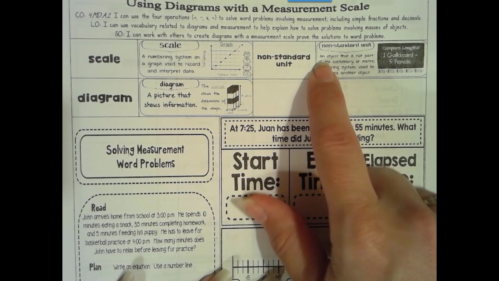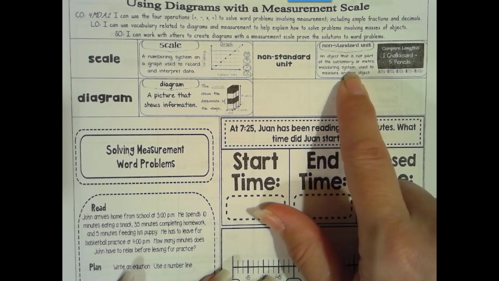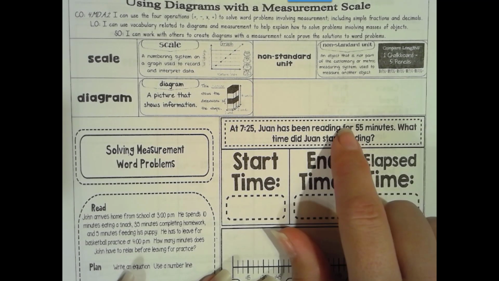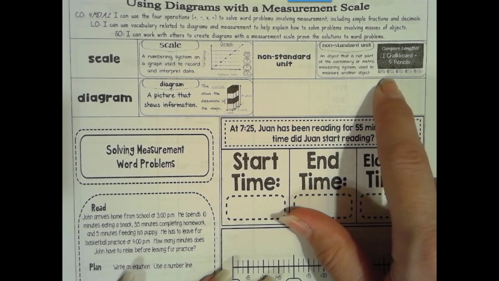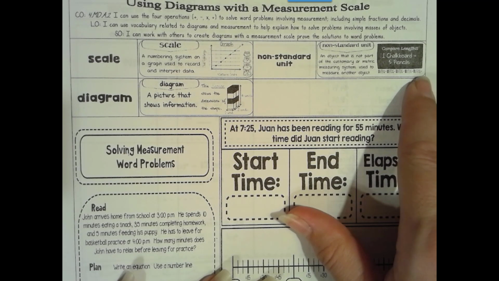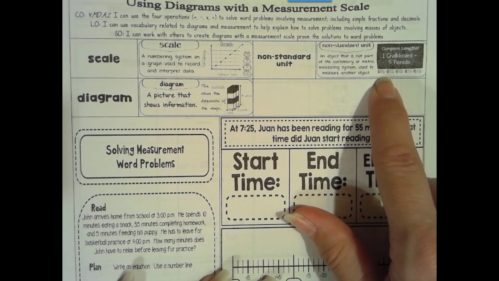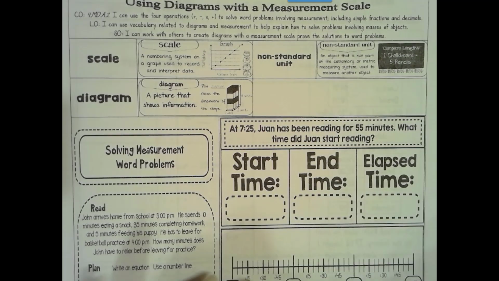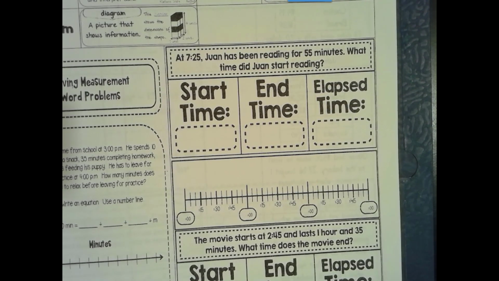Non-standard unit, an object that is not part of the customary or metric measuring system, used to measure another object. So here for this chalkboard, they're using pencils to measure. That's not a unit we usually use for measurement, but it can be used as long as it's a standardized one. So this one is 5 pencils long. All right, let's go ahead and look at our examples.